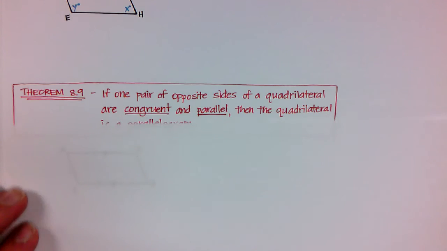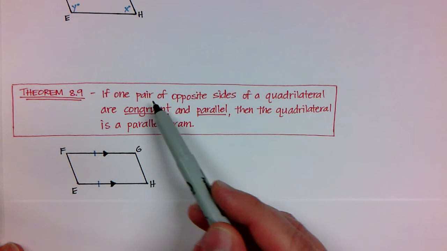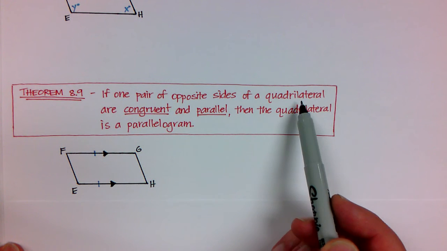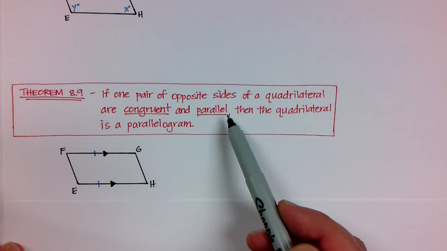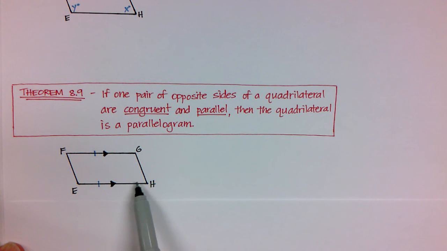So theorem 8.9 says this: if one pair of opposite sides of a quadrilateral are congruent and parallel, so we have to assume in the very beginning that FG and EH are not only parallel, but they're also congruent, then the entire shape is a parallelogram.